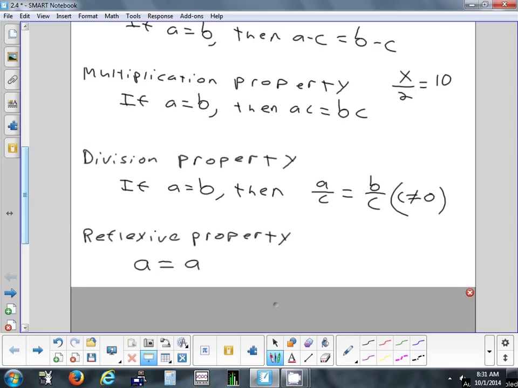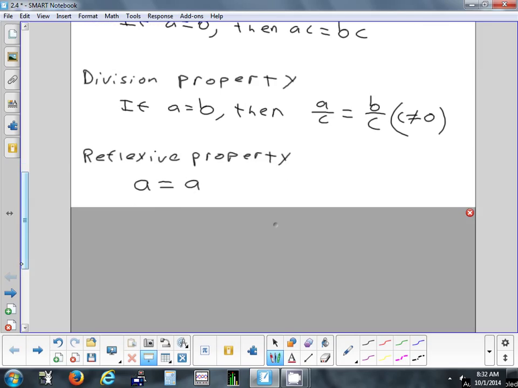Okay, another property is called the reflexive property. Basically, the reflexive property just means something is equal to itself. It's like saying 5 equals 5. That's the reflexive property. And a lot of times when we study reflexive, there are 2 other properties that always go with it: symmetric and transitive. You always see those 3 together. These are also all on page 96.